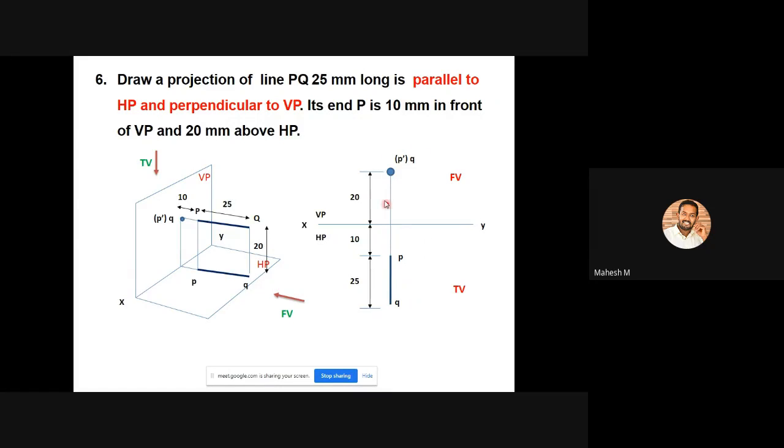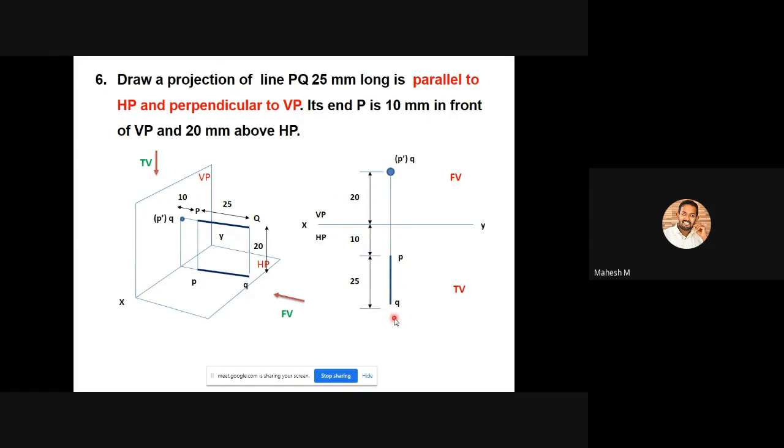Okay. Next you have to pick a point that is 20 mm above HP. That means from the reference line, it should be above the reference line. So you can pick a point exactly here. You can name it as P dash. So the distance between the point to the reference line is 20 mm.